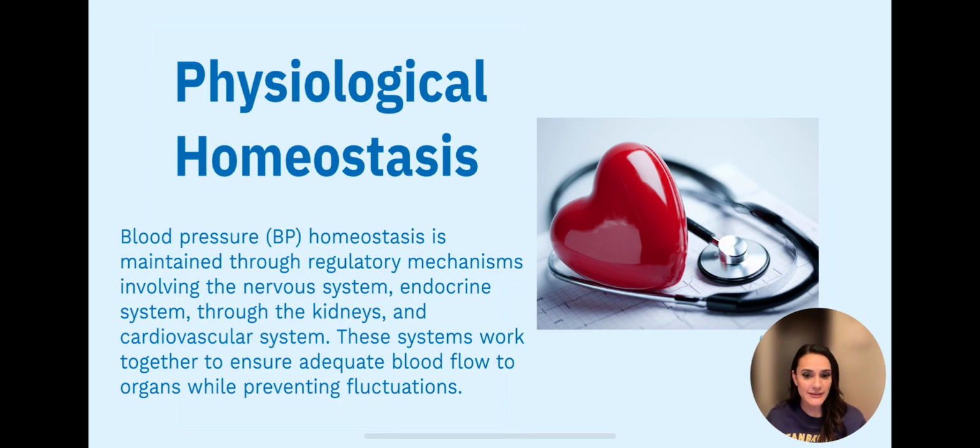Blood pressure homeostasis is maintained through regulatory mechanisms involving the sympathetic nervous system. Again, that's your fight or flight. The endocrine system, that involves the kidneys, and then, of course, the cardiovascular system, which is your heart. And then these systems work together to ensure adequate blood flow to all organs while preventing fluctuations.